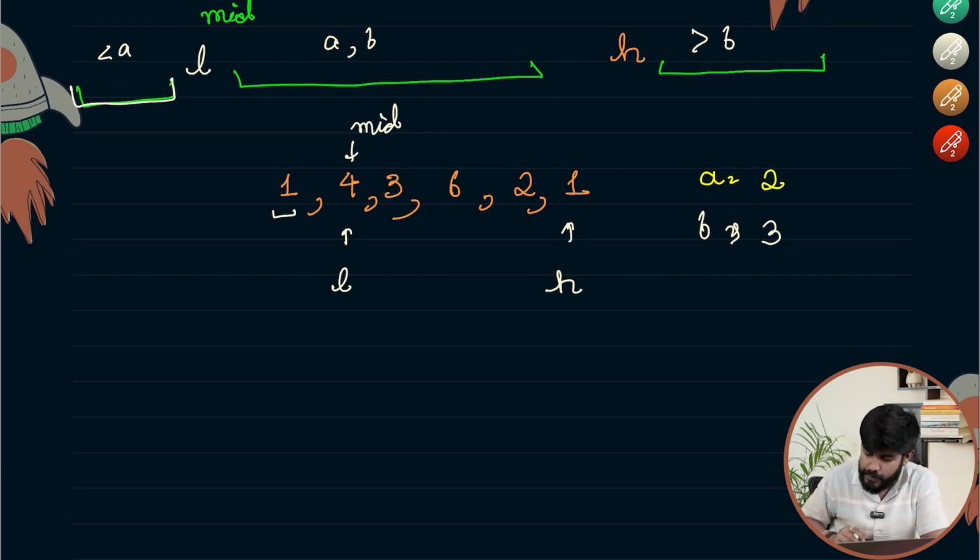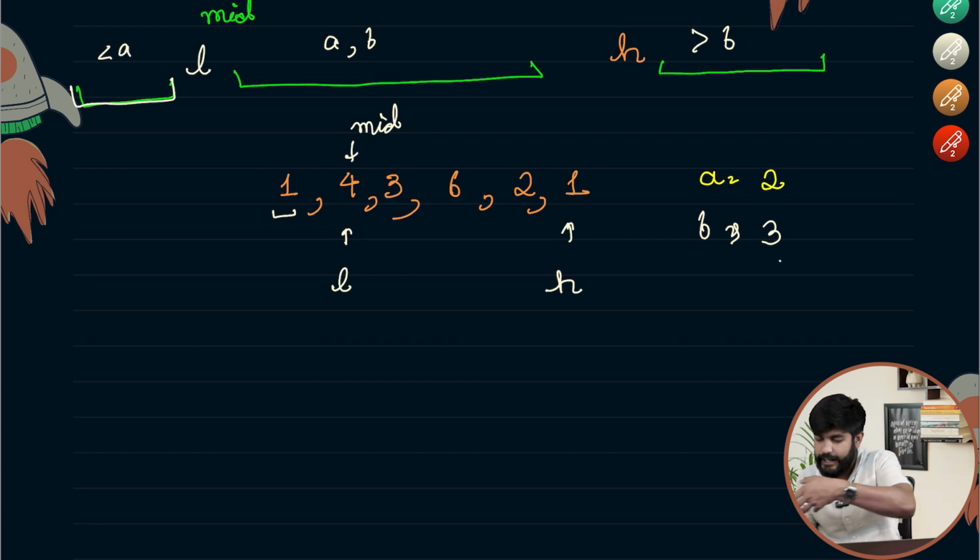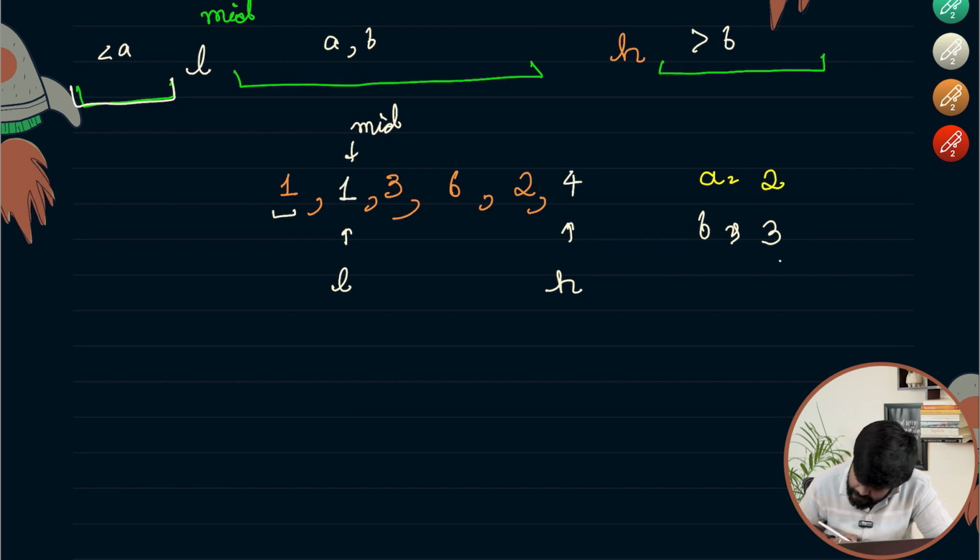Now this value is 4 and it is greater than B, so its place is after high. So we would swap 4 with 1, and then high should come here, because a value greater than B should lie here after the high. So we would swap this. This would become 4, and this would become 1, and then this would become high.